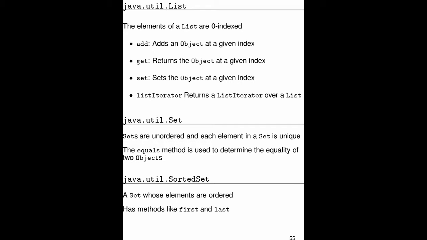Okay, finally, there is a sub-interface of set called sorted set, whose elements are not only unique, but they are also ordered. So the whole idea is that you've got the set semantics in that they're unique, and sorted set says, well, not only are they unique, they are also ordered. So sorted set has a notion of the first element in the sorted set and the last element in the sorted set. And in a little bit, we'll see how exactly those elements are ordered.